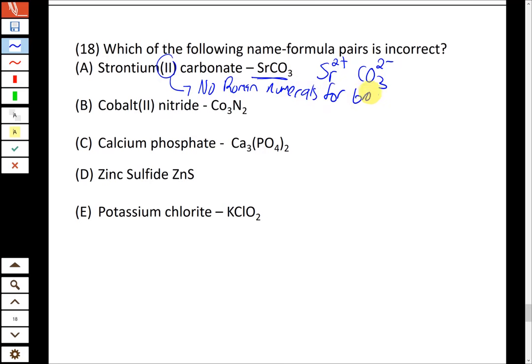And more specifically for group 1A and 2A. So if the metal is from group 1A or 2A, you don't need a Roman numeral to indicate the charge. So that one is incorrect, so that would be our answer. Let's go through the rest of these, make sure they are in fact correct.